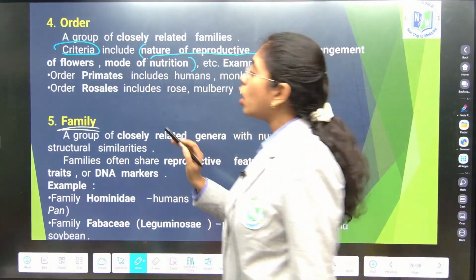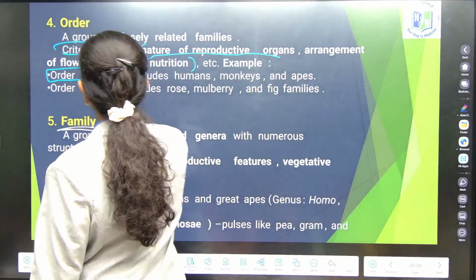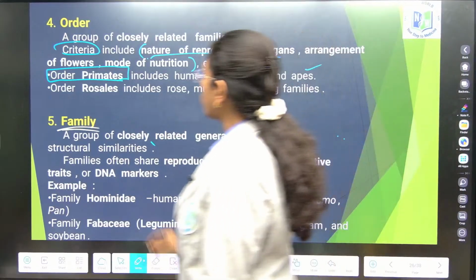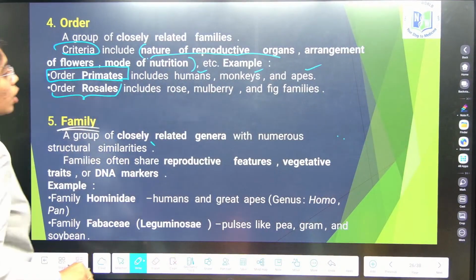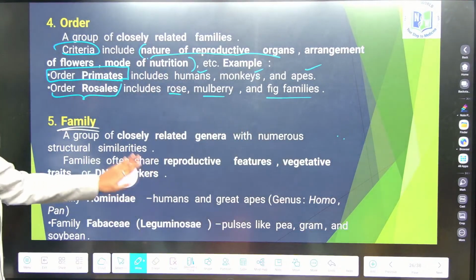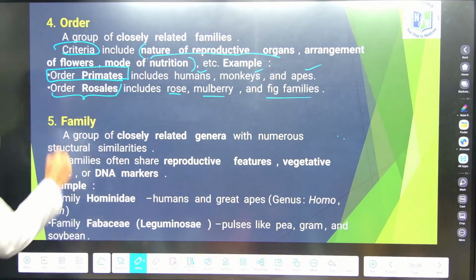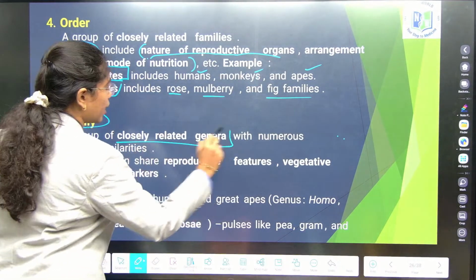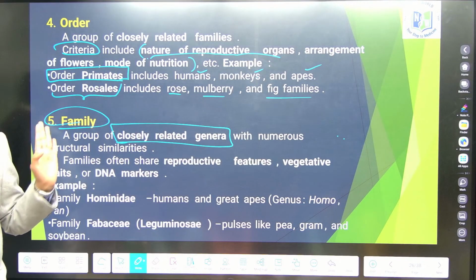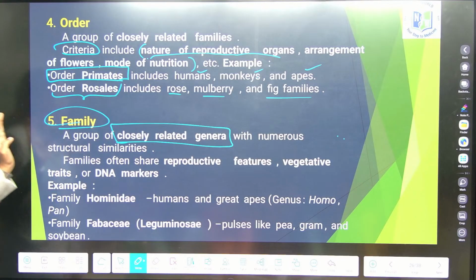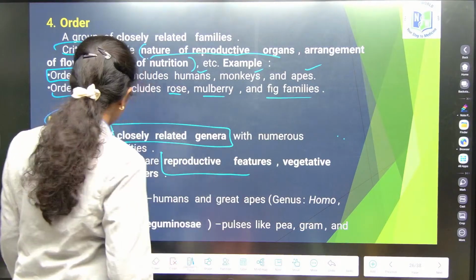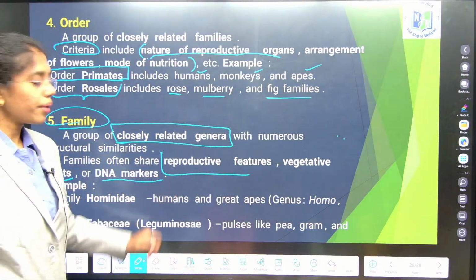For example, order Primates will include humans, monkeys and apes. Order Rosales includes rose, mulberry and fig families. Next is family. It includes a group of closely related genera. Mostly it has what? Structural similarities. Families often share reproductive features, vegetative traits, DNA markers.